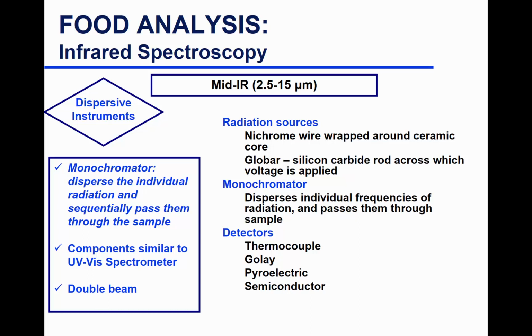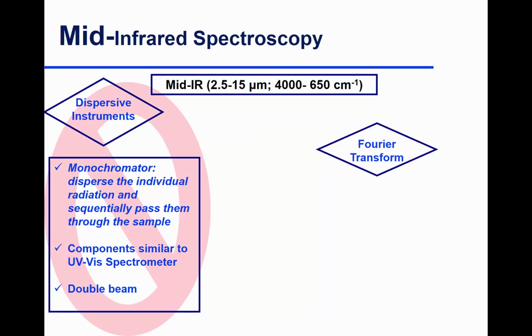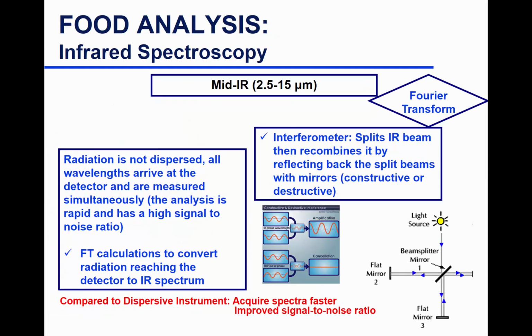So the radiation source and detectors, that's just FYI, you don't need to memorize that. Okay, so dispersive instruments are phasing out, so there are not many out there in terms of mid-IR instruments. What is most common and mostly used is the Fourier Transform system.